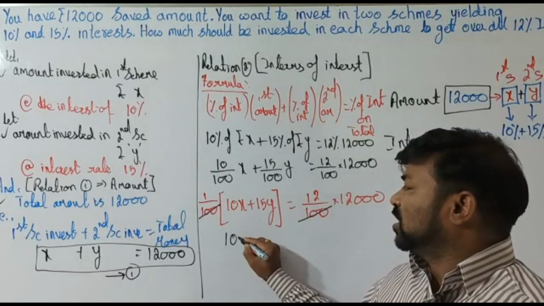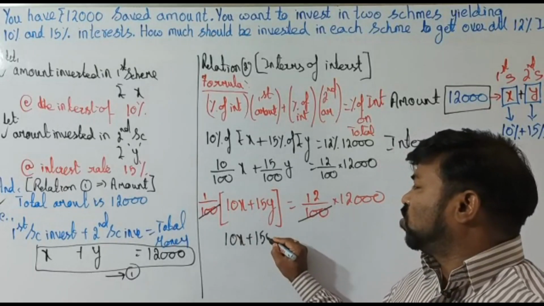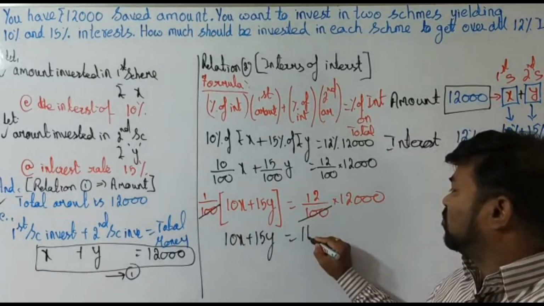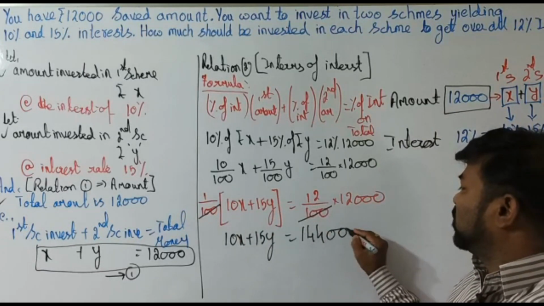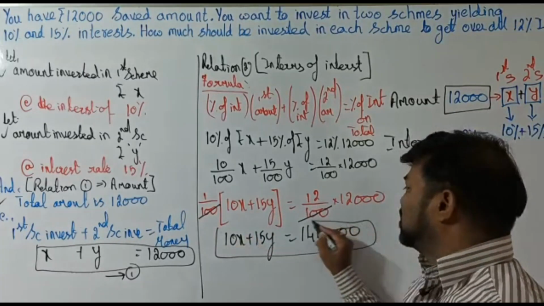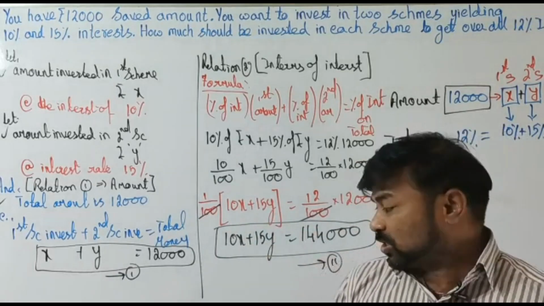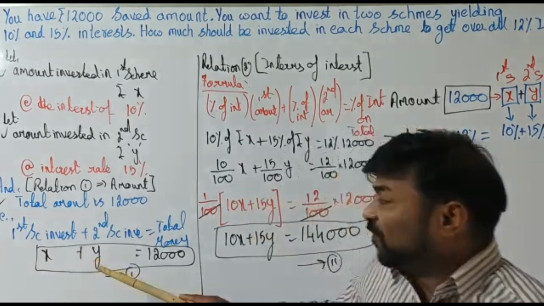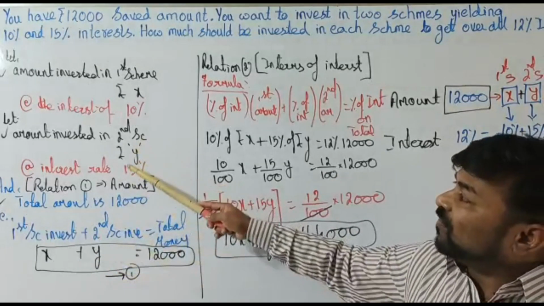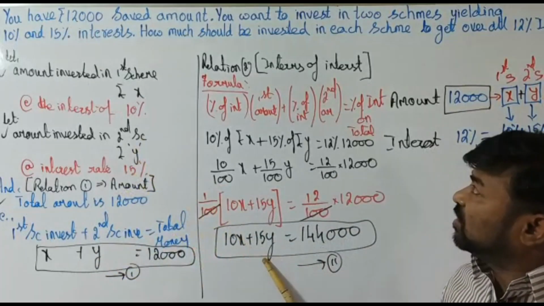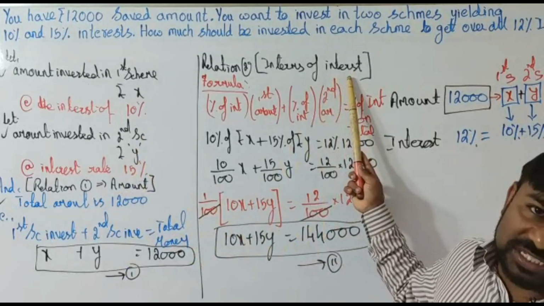Now, what is left over? 10x plus 15y equals 144,000. This is equation 2 that we are having. Okay, so I like to repeat this one. The first equation we got in terms of amount and the second equation we got in terms of interest, right?